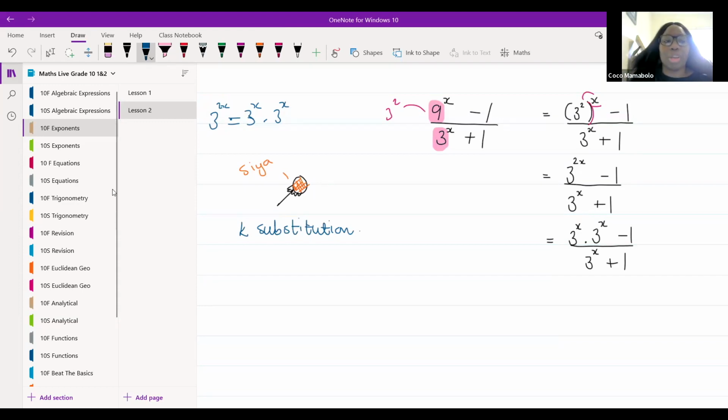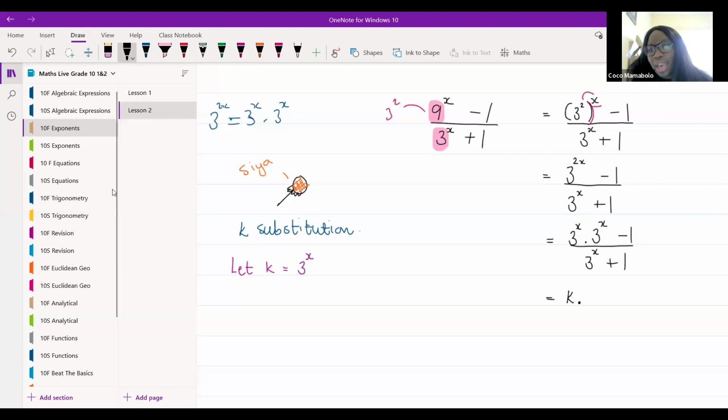I promise it's going to make things so much easier. All right, let me show you guys what I'm going to do. I'm going to say, let K be equal to the thing that's most common. In this case, it's going to be 3 to the power of x. So in this equation, wherever I see a 3 to the power of x, I'm going to replace it with K.